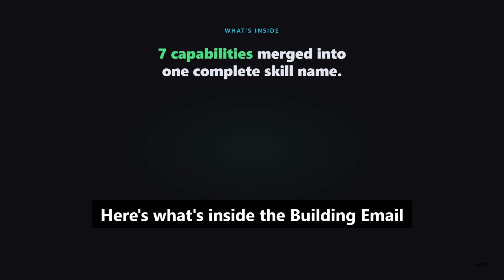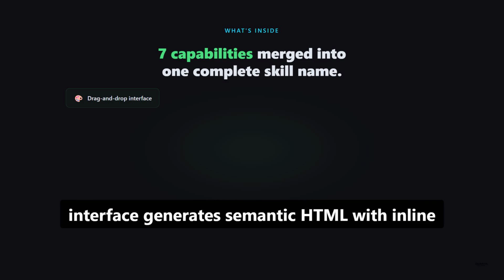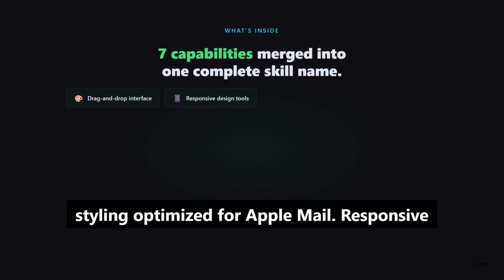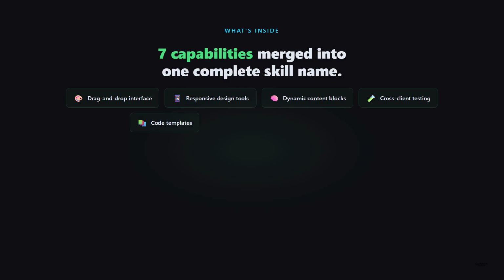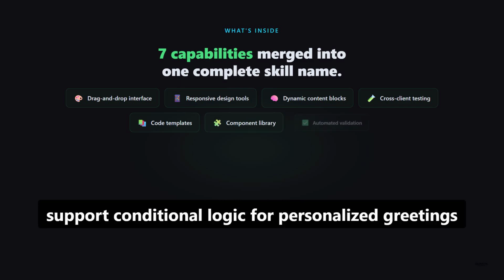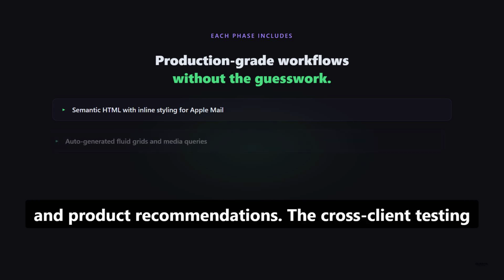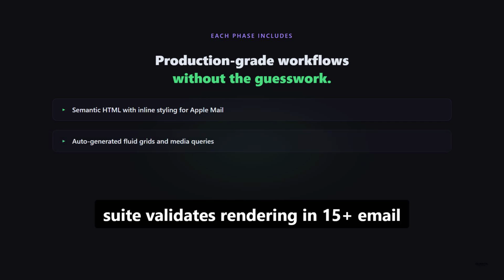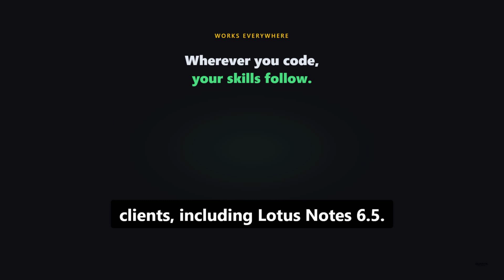Here's what's inside the Building Email Template Builder skill. The drag-and-drop interface generates semantic HTML with inline styling optimized for Apple Mail. Responsive design tools auto-generate fluid grids and mobile-first media queries. Dynamic content blocks support conditional logic for personalized greetings and product recommendations. The cross-client testing suite validates rendering in 15-plus email clients, including Lotus Notes 6.5.